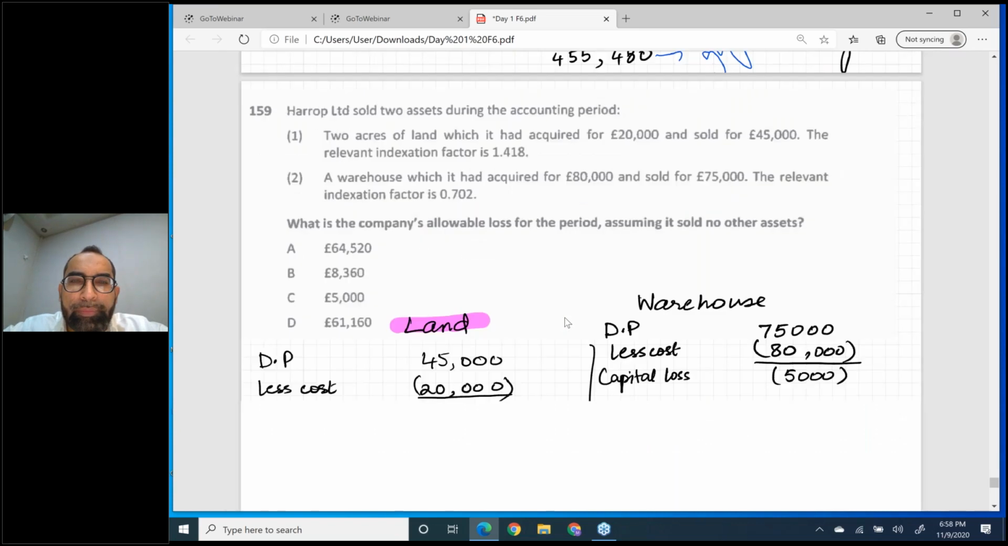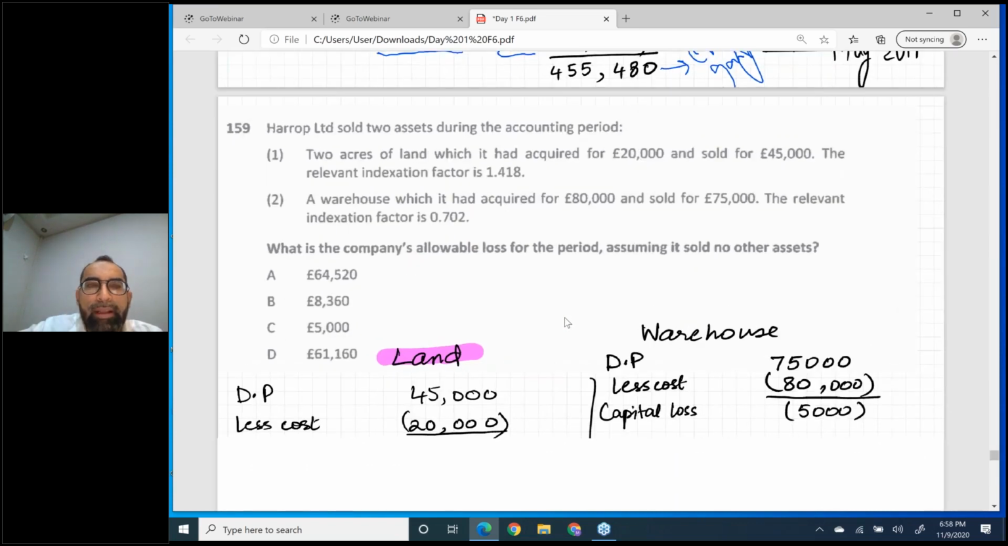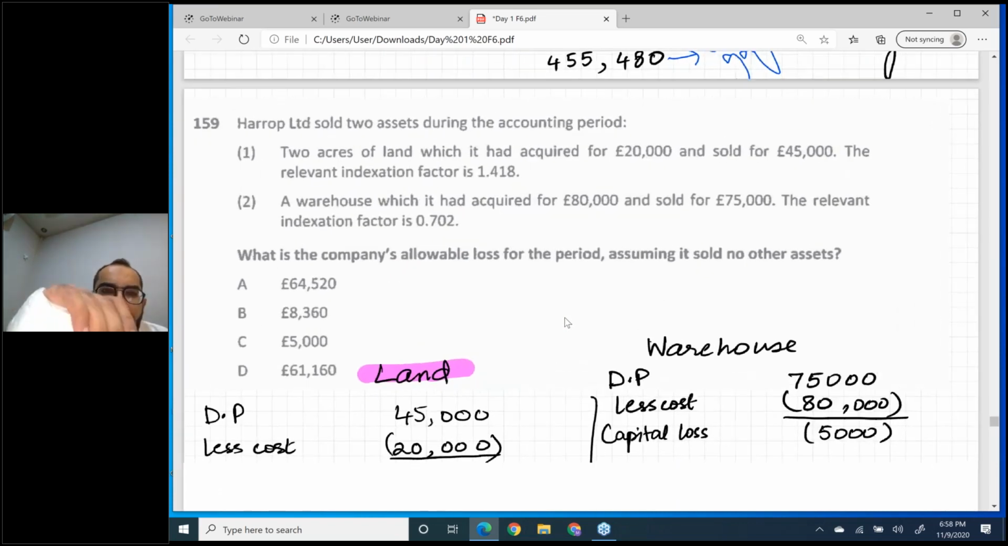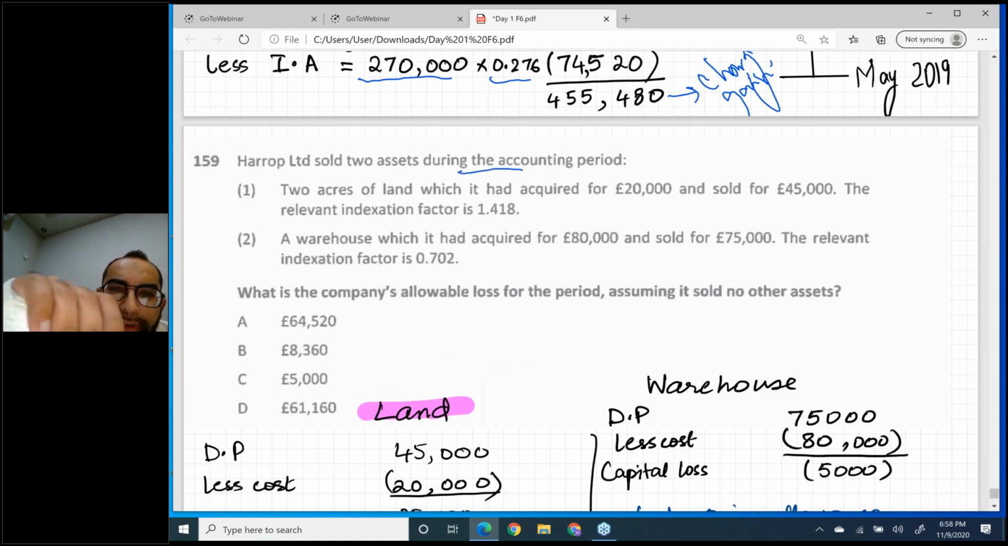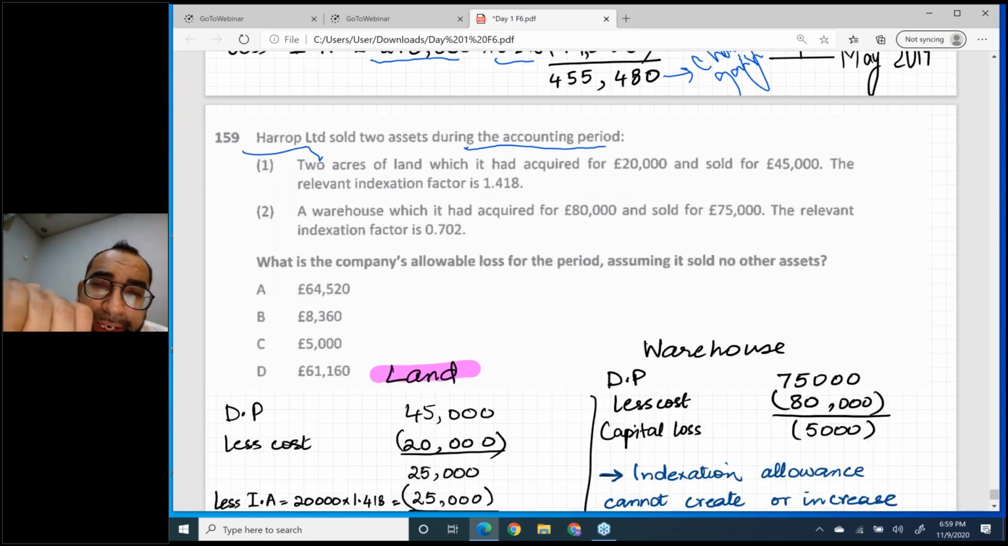Okay. Now look at here. Harop Limited sold two assets during the accounting period. Limited means this is a company's question, not an individual question. You have to use the rules for companies now. The first asset, 2 acres of land, which it had acquired for 20,000 and sold for 45,000.